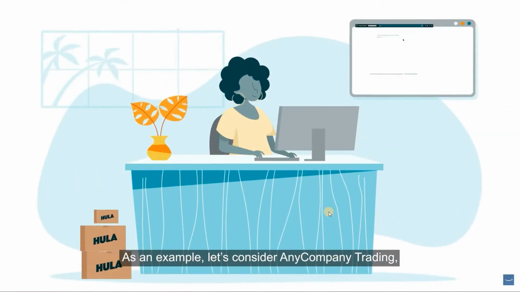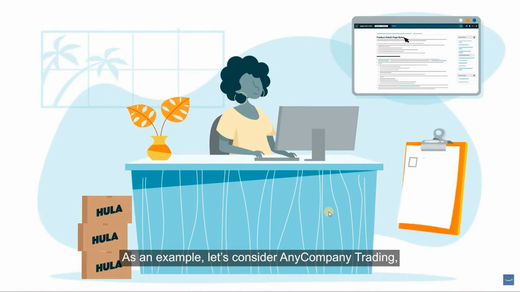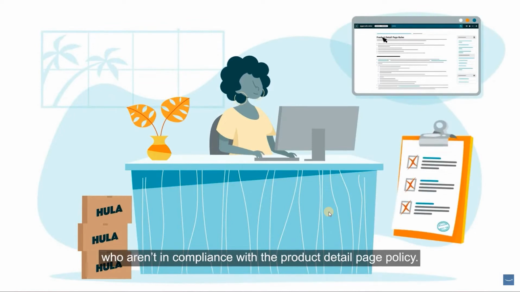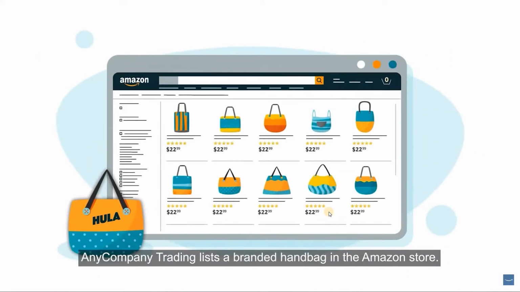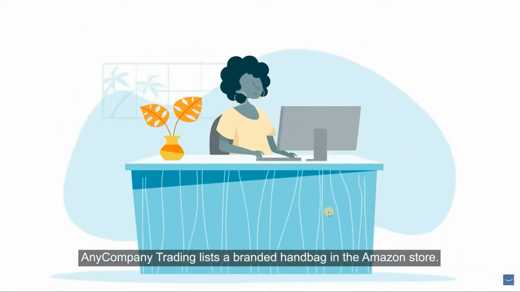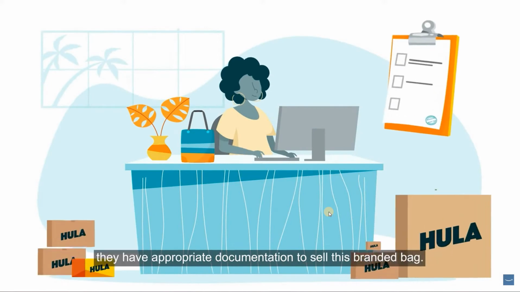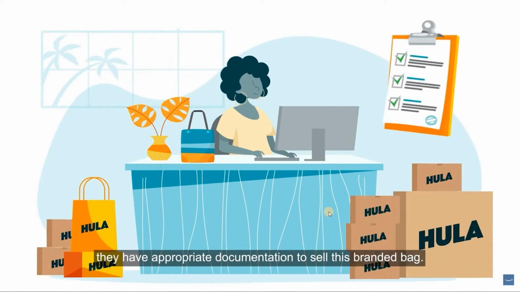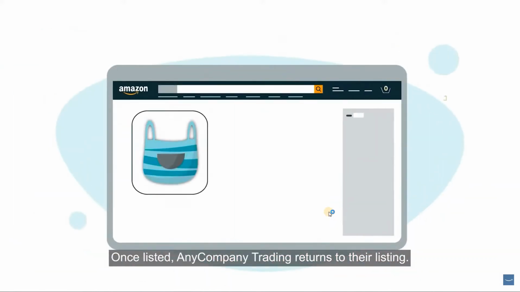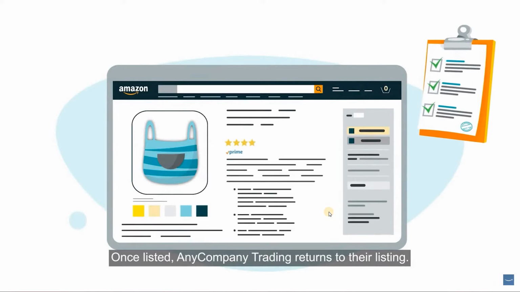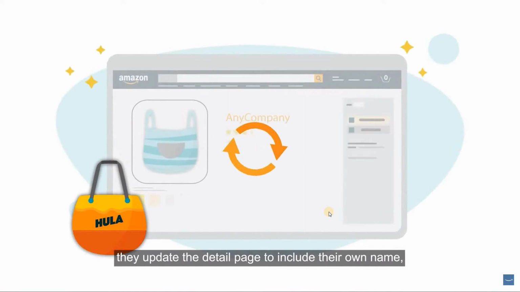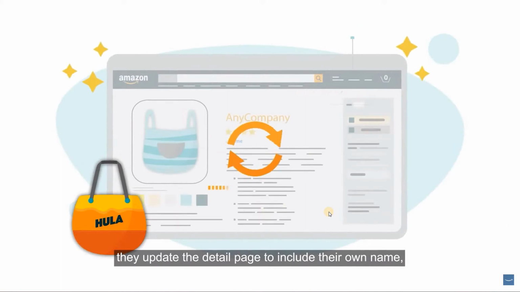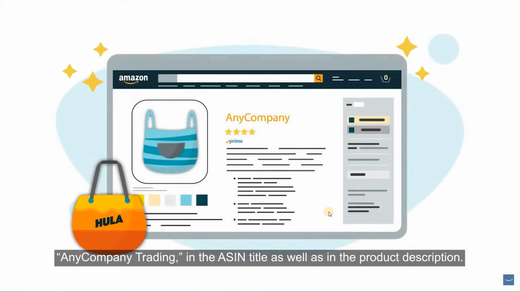As an example, let's consider Any Company Trading, who isn't in compliance with the product detail page policy. Any Company Trading lists a branded handbag in the Amazon store. While they don't own the brand, they have appropriate documentation to sell this branded bag. Once listed, Any Company Trading returns to their listing. Hoping to promote their name to customers, they update the detail page to include their own name, Any Company Trading, in the ASIN title, as well as in the product description.